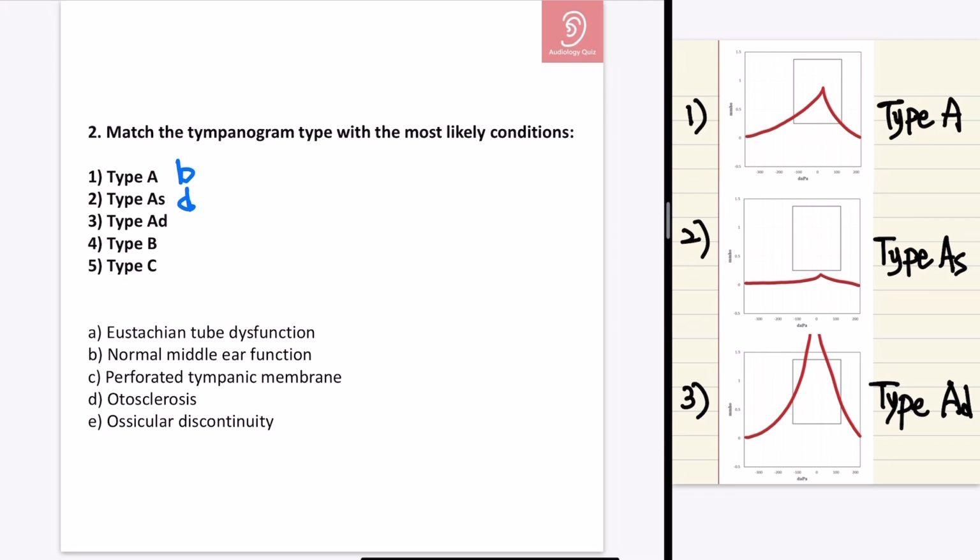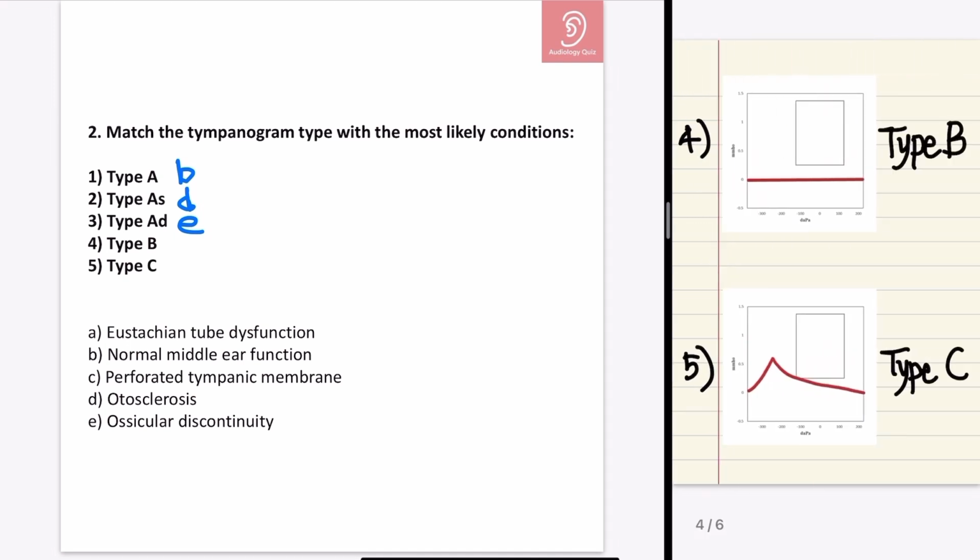3. For type Ad, the correct match is ossicular discontinuity. A type Ad tympanogram shows an exaggerated peak, meaning the tympanic membrane moves more than normal. This typically occurs when the ossicles are disconnected or hypermobile, which can be caused by trauma, congenital defects, or chronic ear disease.